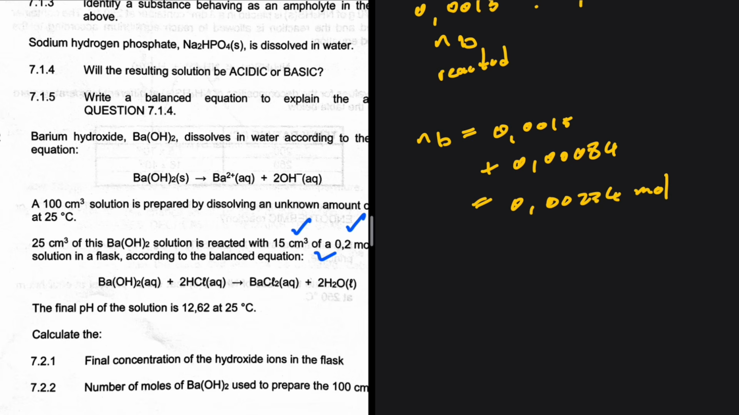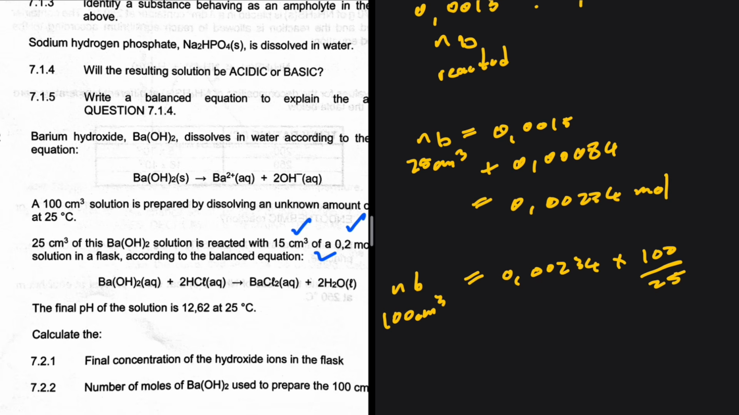There's still one more step that we need to do. These are the number of moles in 25 centimeter cube. We need to find the number of moles of base in 100 centimeter cube. So how many 25 centimeter cubes do we have in 100? We have 4. But we can just say 0.00234 multiplied by 100 over 25.